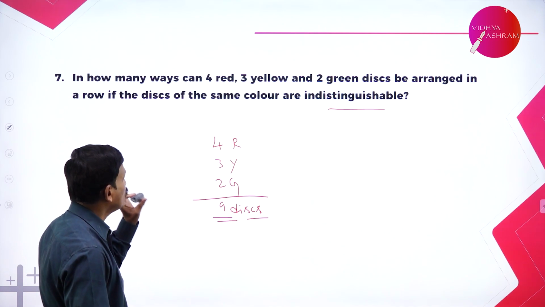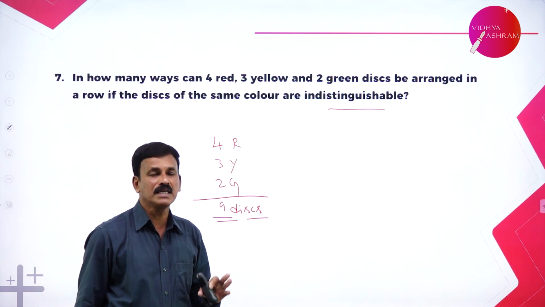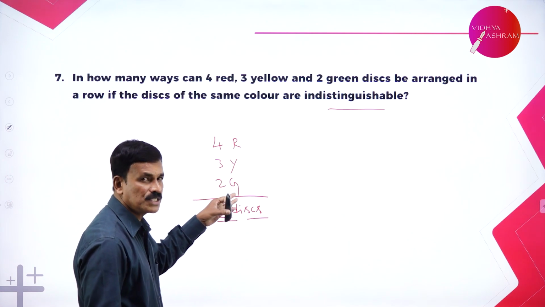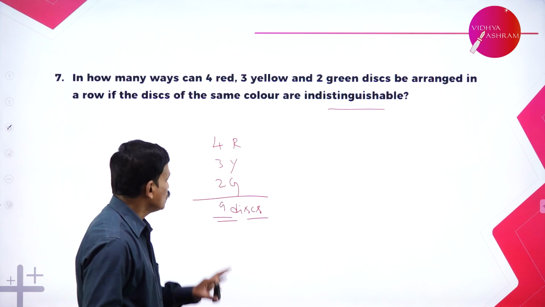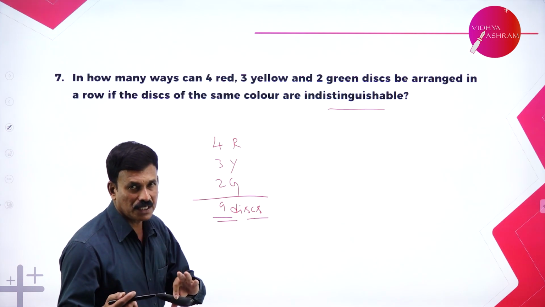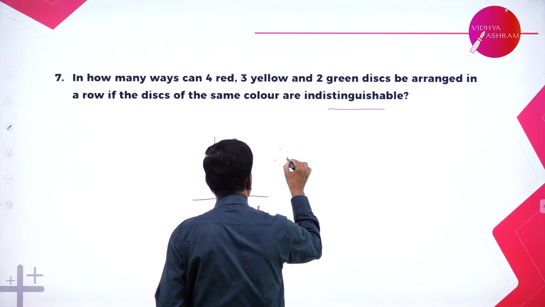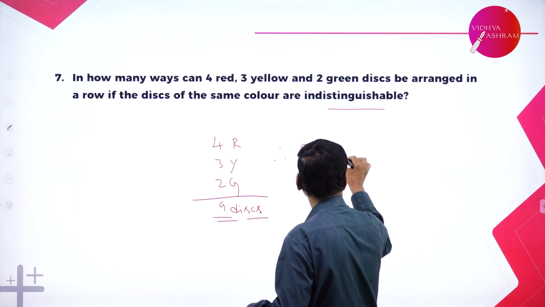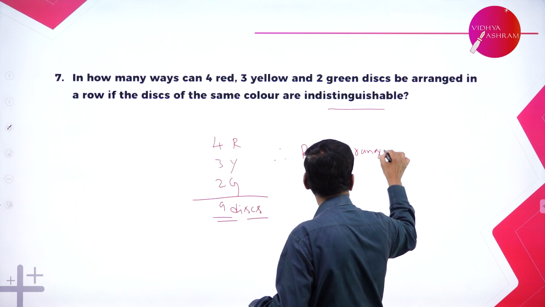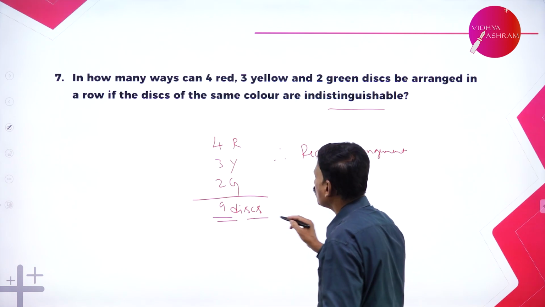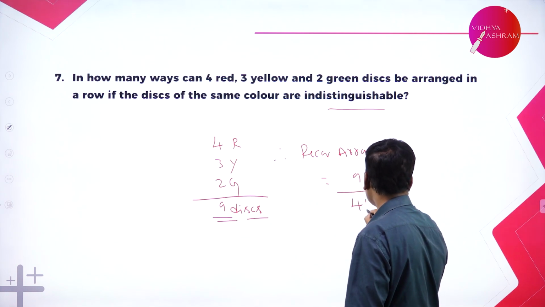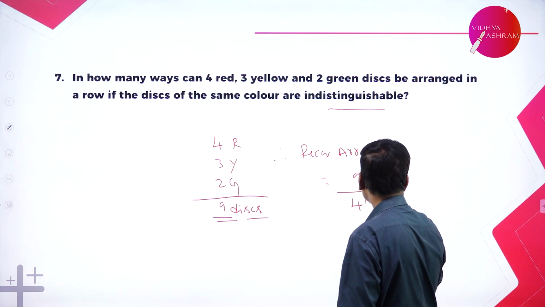Okay. So here the 3 discs are of different kinds, different colors are given. One is red, another one is yellow, another one is green. So the 3 discs are of different colors. Therefore the required arrangement is equal to 9 factorial divided by 4 factorial into 3 factorial into 2 factorial.